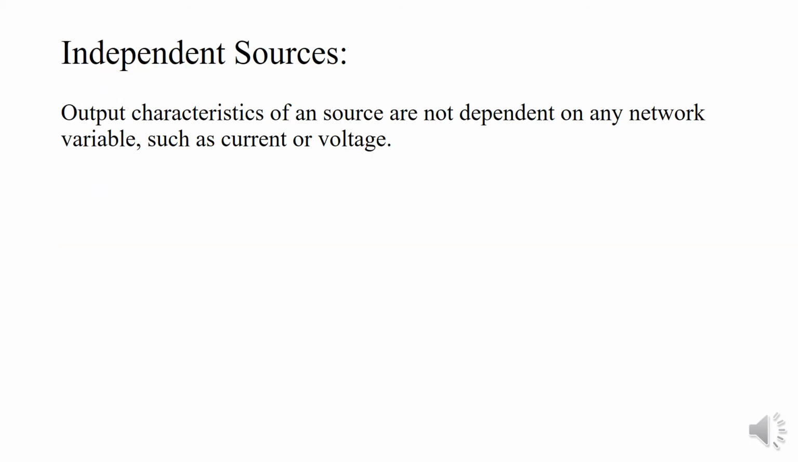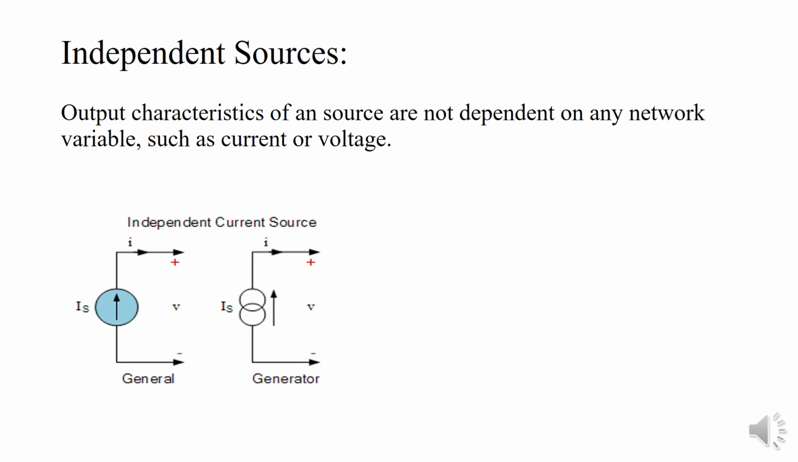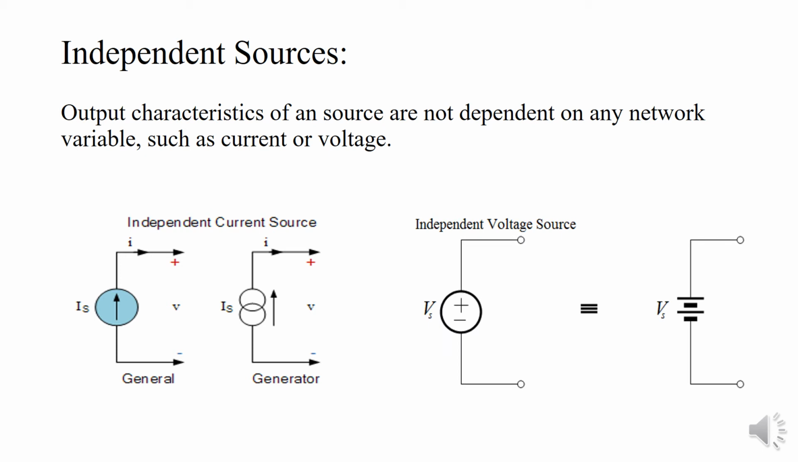Now another topic, that is independent sources. What is an independent source? A source whose output characteristics are not dependent on any network variable such as voltage or current. This is one example, or you can say the pictorial representation, of an independent current source. It may be an independent voltage source also. An independent voltage source is represented by a battery also.